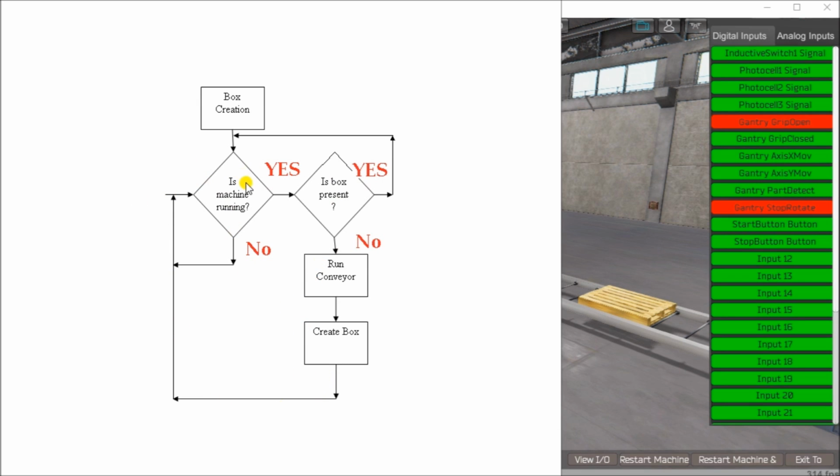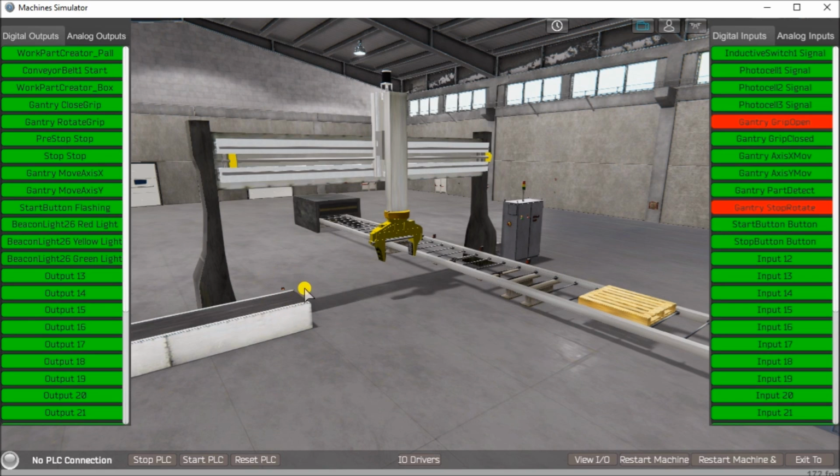And then we say, yes. Is the box present? Yes. So then we stop that conveyor. So that is basically a simple flow chart that tells us exactly what happens with our box creation. And here is our sensor located right here. So we turn on the conveyor belt, we turn on the box create. As soon as it sees that sensor, it stops.